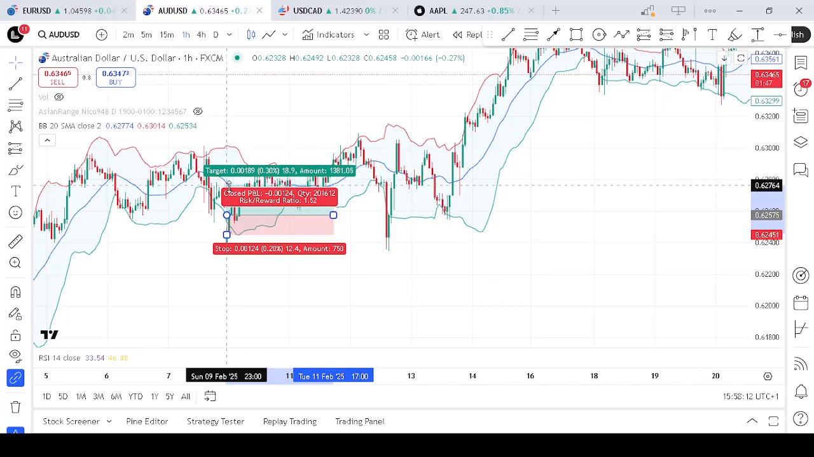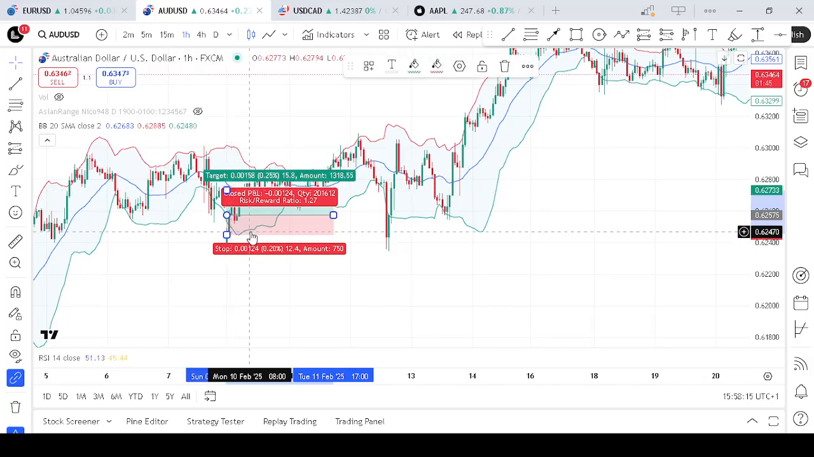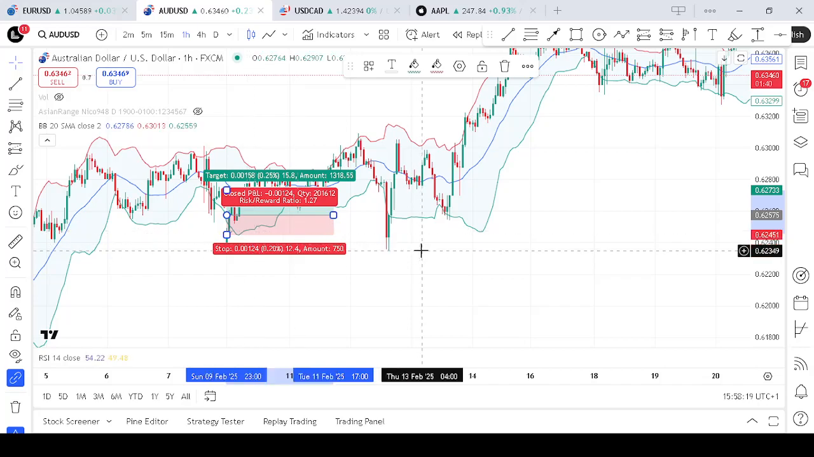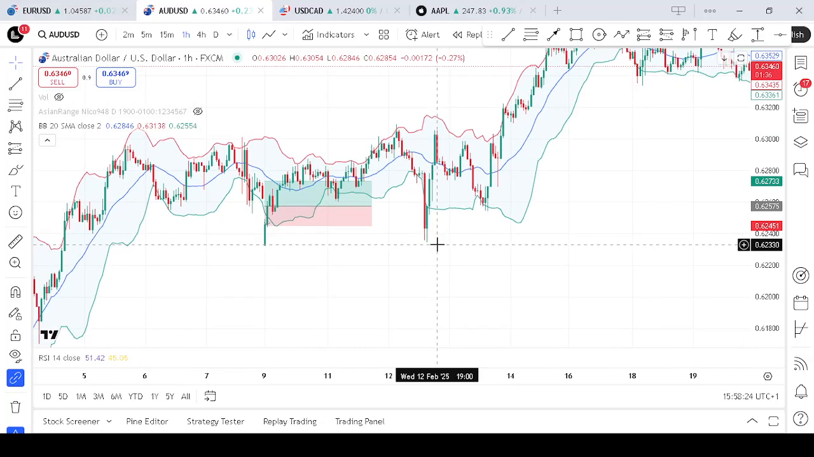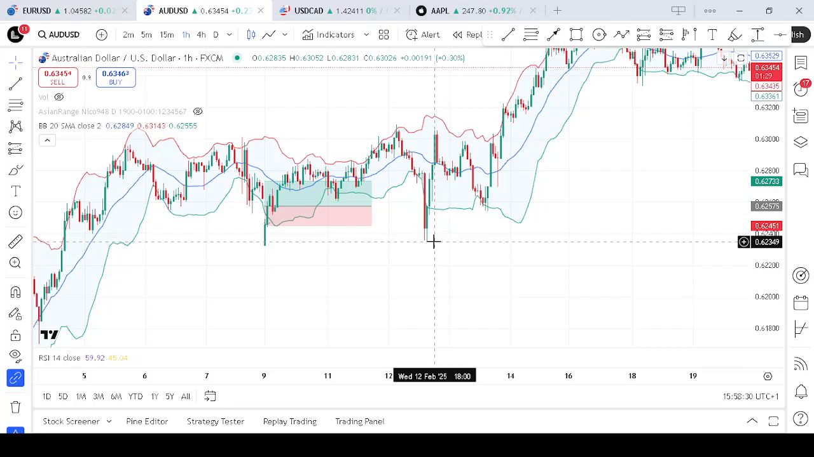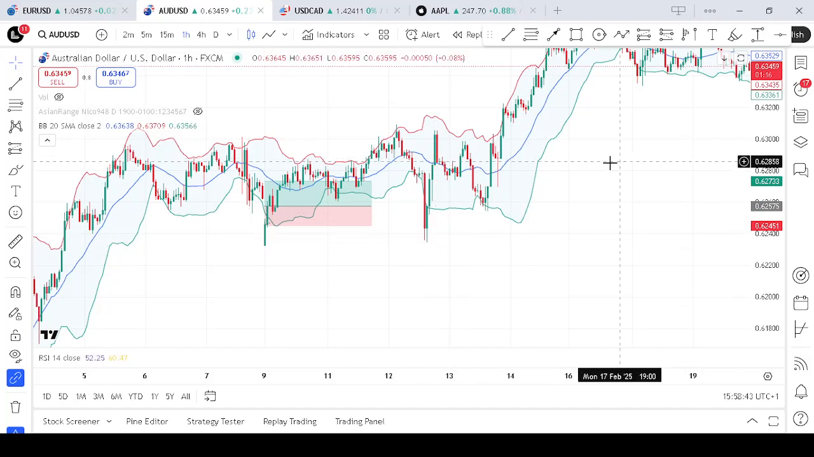Then we target the midpoint of the band, which will give us 1:1, and we take our profits at that area. It is also important to note that the Bollinger Band works best in a ranging market, but in case of a strong trend, price can walk the Bollinger Band, touching and exceeding the outer bands for an extended period of time. To increase your chances of success, we have to combine the Bollinger Band with other indicators.